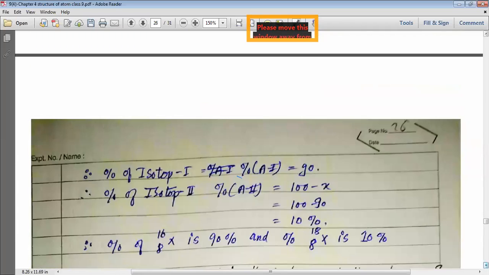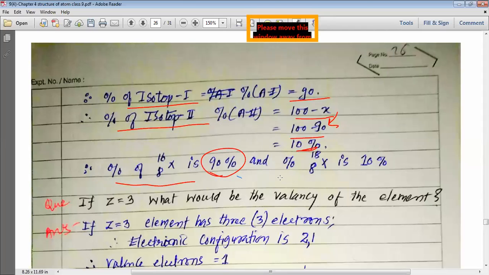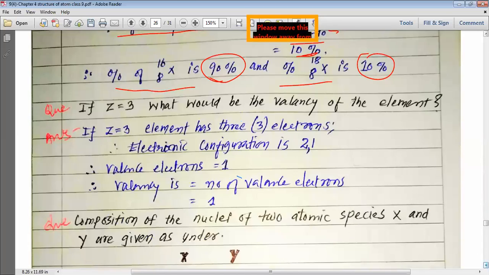Now we are well aware that the total or sum of the percentage is 100. So the percentage of isotope 1 is 90, and therefore the percentage of isotope 2, which we have taken as 100 minus X, but the value of X is 90, so it is 100 minus 90, which is 10%. So now we can say that the percentage of O-16 is 90%, and the percentage of O-18 is 10%. This is how, my dear students, we understand the percentage very well.